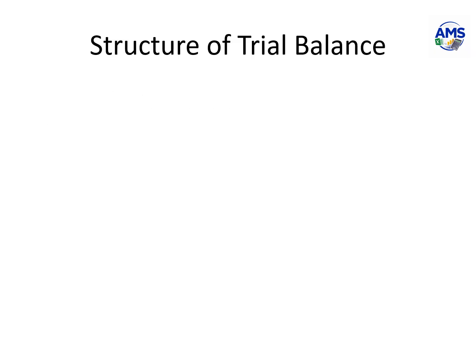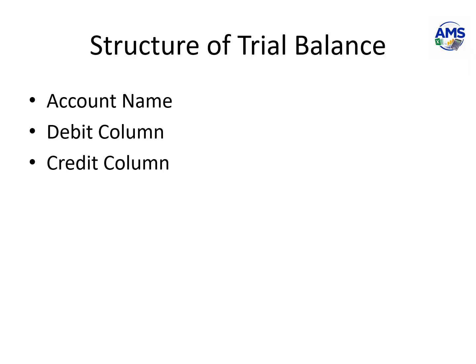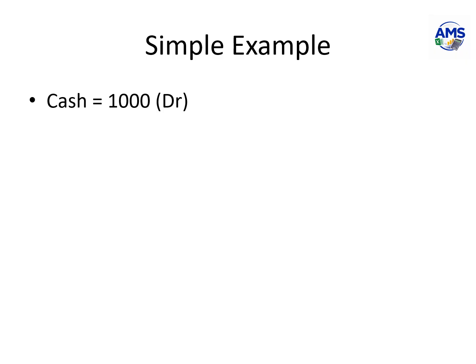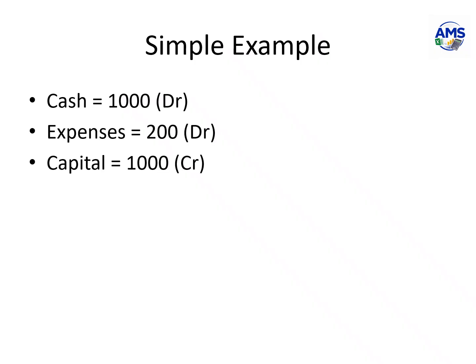Let's look at the structure of a trial balance. A trial balance has three columns: account name, the debit column, and the credit column. Example: cash is debit, expenses is debit, capital is credit, sales is credit.